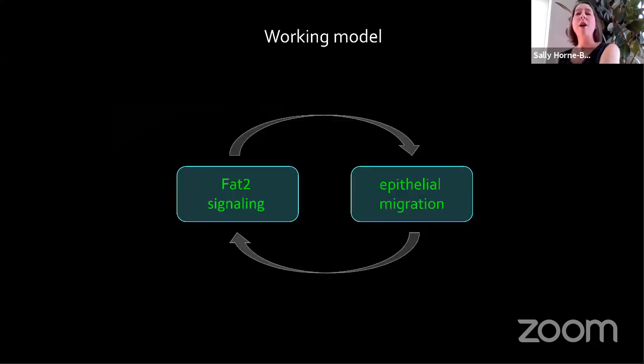Okay, so I hope at this point I've convinced you that this feedback loop between FAT2 signaling and the migration of the tissue actually exists. And now we're really interested in trying to understand whether this can help us to think about how this tissue becomes polarized. Now, FAT2 induces the formation of a protrusion in its direct neighboring cell. So this is an incredibly local signal. It is one cell talking to its direct neighbor.